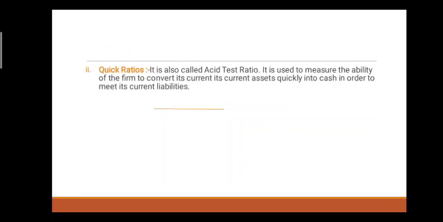The second one, quick ratio. It is also called acid test ratio. It is used to measure the ability of the firm to convert its current assets quickly into cash in order to meet its current liabilities. Quick ratio is equal to quick assets divided by current liabilities.